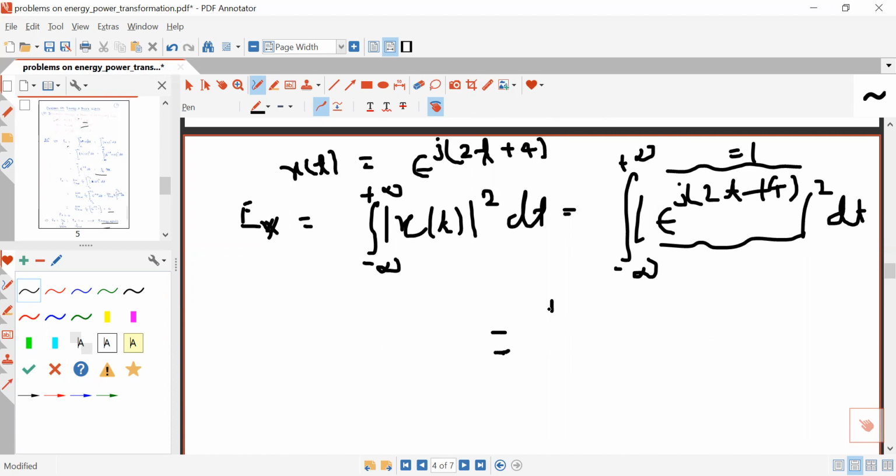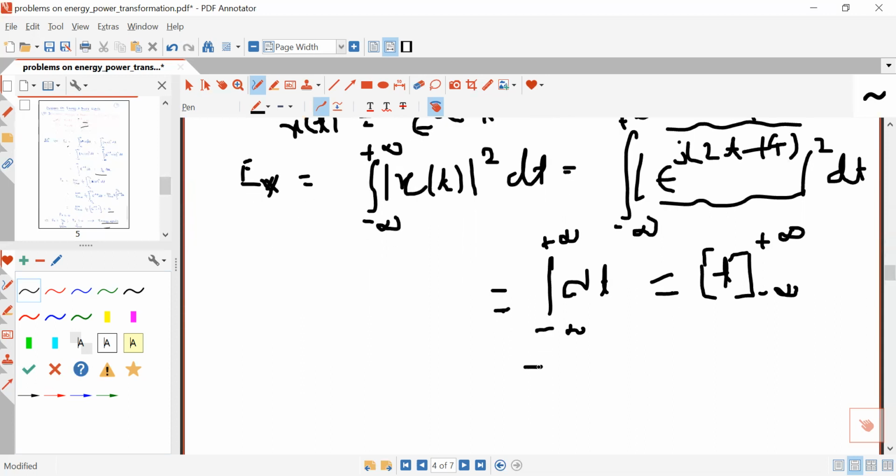So now the integration will be from minus infinity to plus infinity, and the mod of e to the power j 2t plus 4 will be 1 squared, 1. So here only dt will remain. And when you put the upper and lower limits, the integration of dt will be t from minus infinity to plus infinity. When you substitute the upper and lower limits, you will get an undefined value, or you can say infinity.